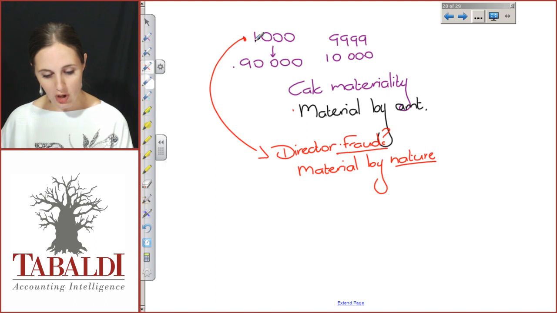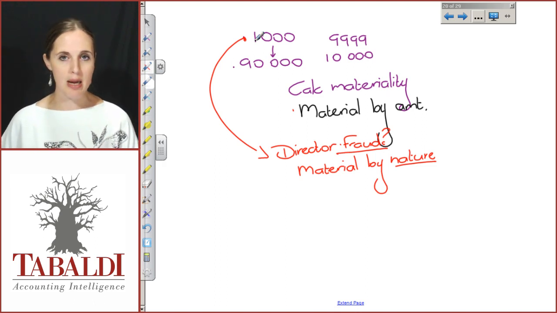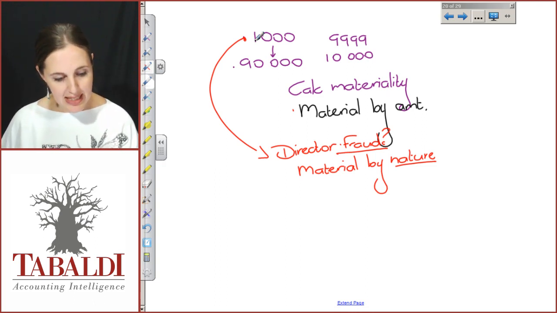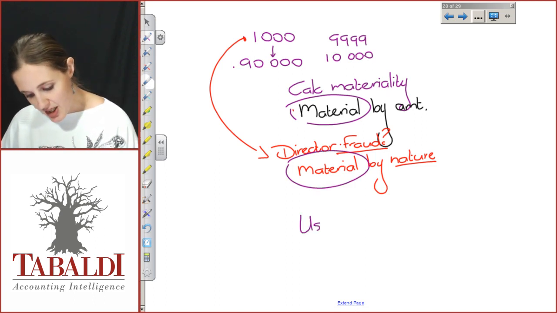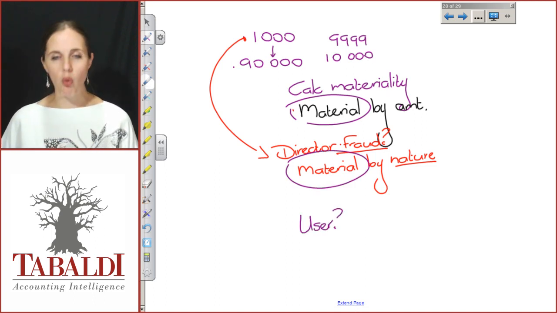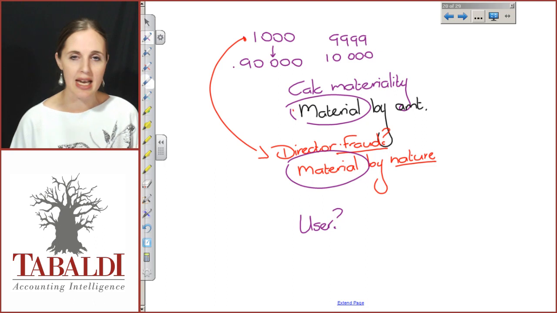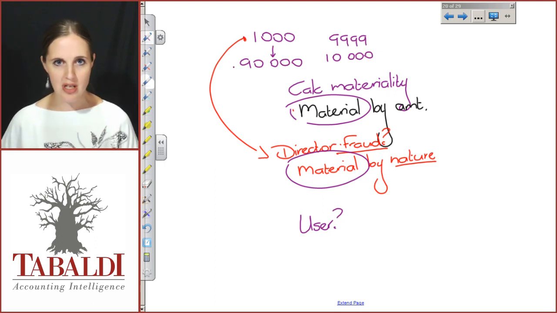So we have two different concepts of material. It's either material by amount, which we calculate as the auditors, or it's material by nature. And both of these, please keep in mind, when we talk about material, we talk about an indication of what would influence the user's decision. At which point would the users feel that a misstatement or an inaccuracy, an error, would influence the user's decision?